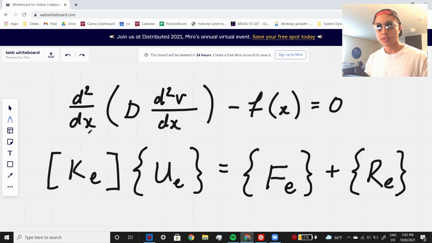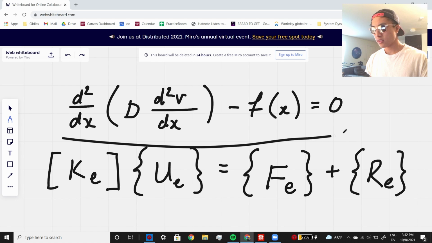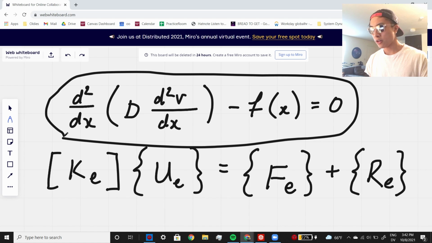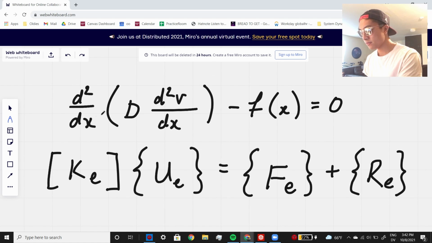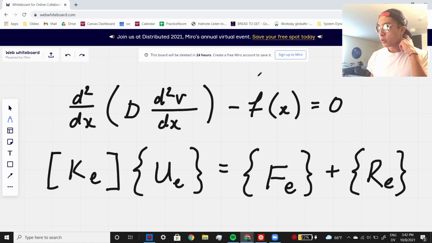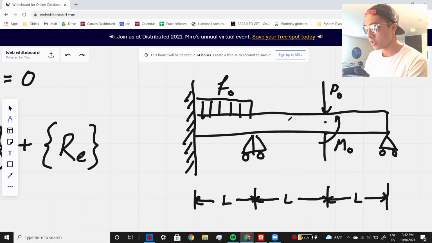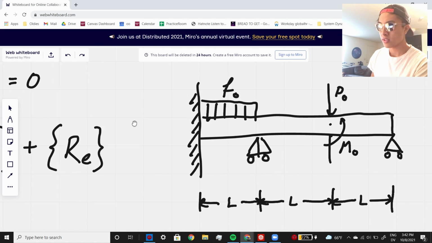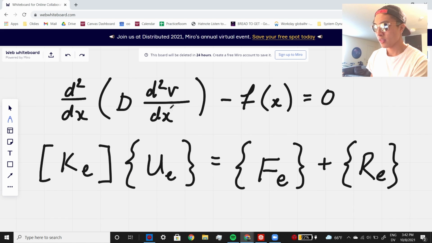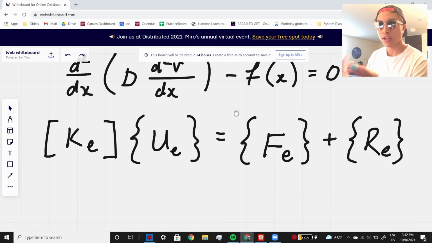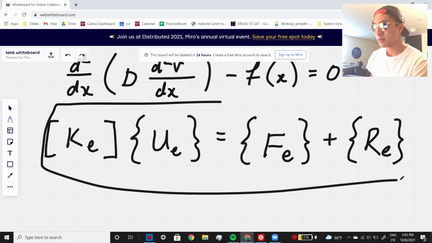What we know from science probably is that this equation is how a beam deflects. V is the displacement, and this is a differential equation. So we probably know F, and we know D. D is, I think, the flexural rigidity of the beam. That's just stuff you know based on what the beam is made out of. And that just means you have to solve for V. Solving for V is tricky though. So we have a shortcut, the finite element method.